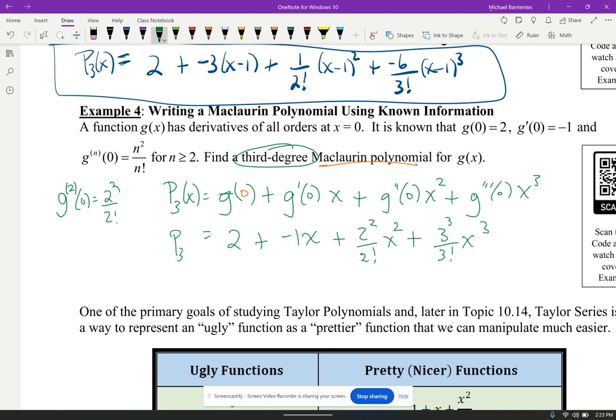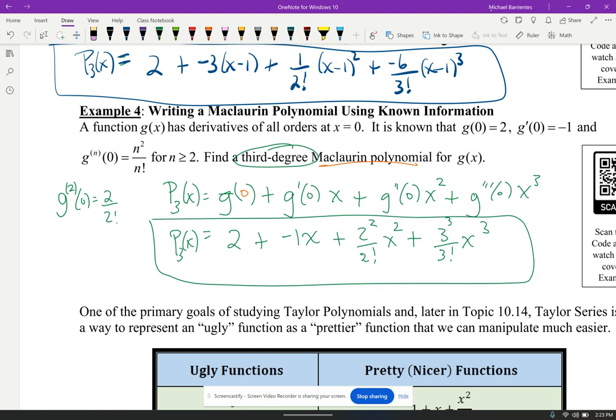Here is my 3rd-degree polynomial that we're looking for, and that's going to help me approximate whatever the g function is. I can approximate as long as my x values are pretty close to x equals 0, since that's my center. I can figure out a pretty good approximation for that function g. So the purpose of the polynomial is to approximate g of x. g of x is the original function, p sub 3 of x is the polynomial that approximates the original function.